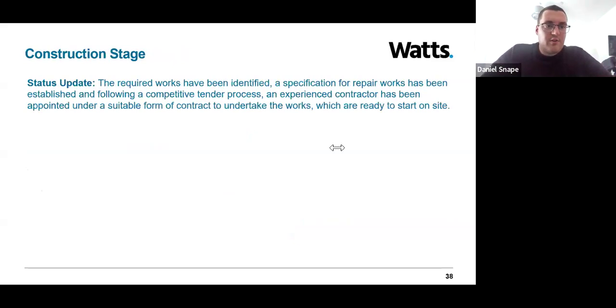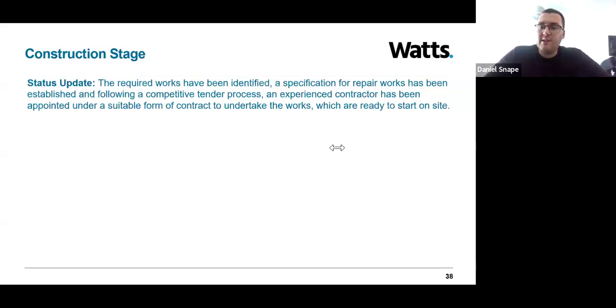So let's move on to the construction phase. So an update to the scenario that we put forward before. The required works have been identified, a specification for repair works has been established, and following a competitive tender process, an experienced contractor has been appointed under a suitable form of contract to undertake the works, and these are ready to start on site. So for me, good project management and some general considerations will result in successful project delivery.